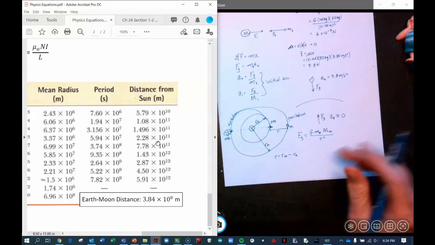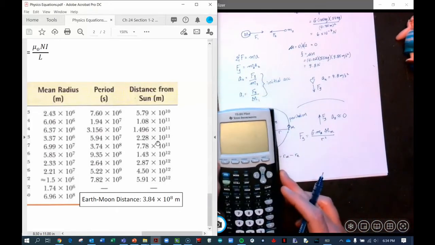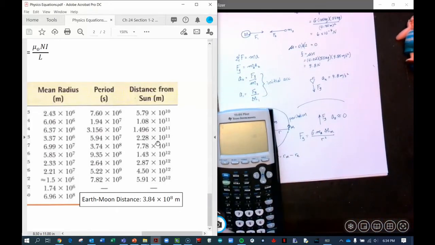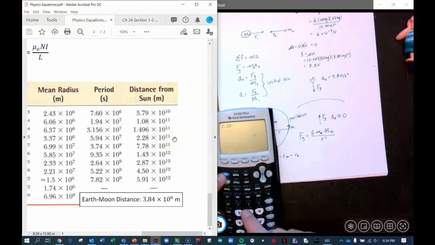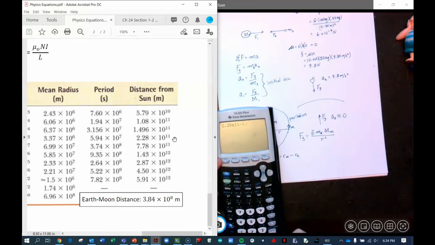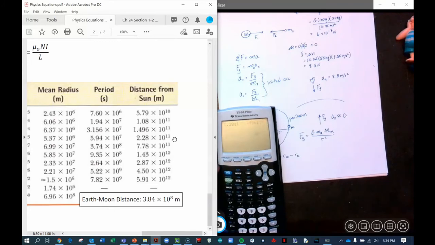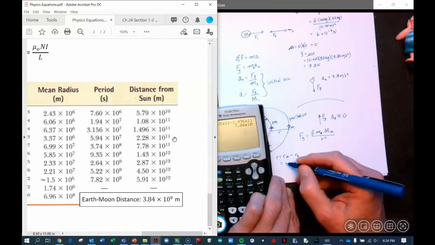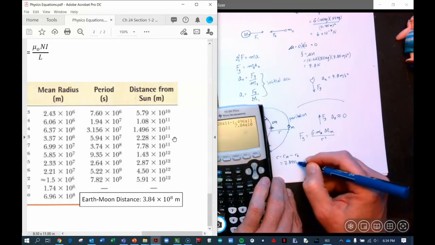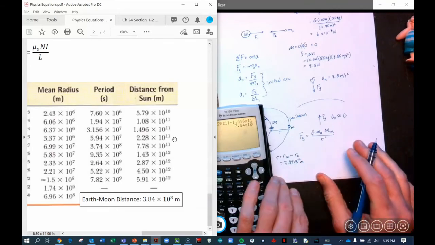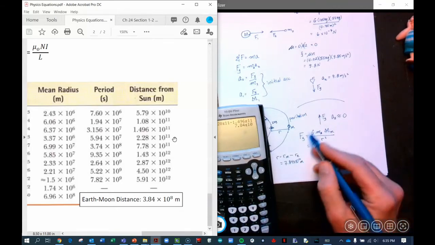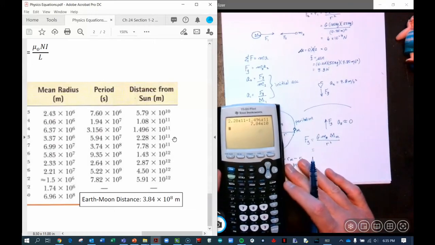So if we just type it in, the orbital distance of Mars is this guy here, 2.28, in scientific notation, times 10 to the 11th, minus 1.496 times 10 to the 11th. Hit enter. And so R is 7.84 times 10 to the 10 meters. Forgive me for not writing this down. I'm just trying to be quick because I'm running out of time here.